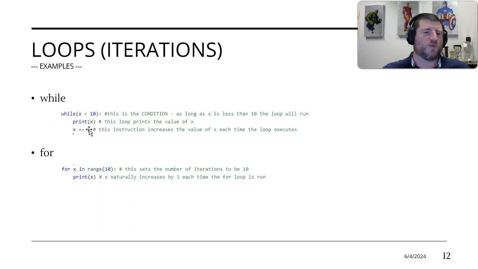So the while loop, when it gets to the end of the block, it just starts back over and it checks the while again and says, is x less than 10? If x is less than 10, then it prints x, it increases x by 1, and then it starts over. It runs this cycle, and we call it a loop because that's just what it's doing. It's just running in circles, basically. It'll run that circle over and over again until x is no longer less than 10.